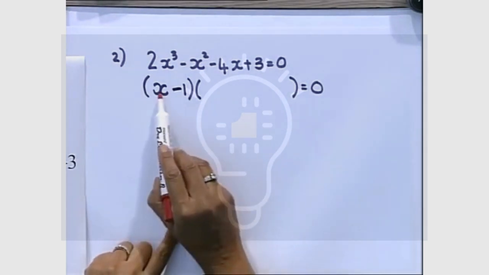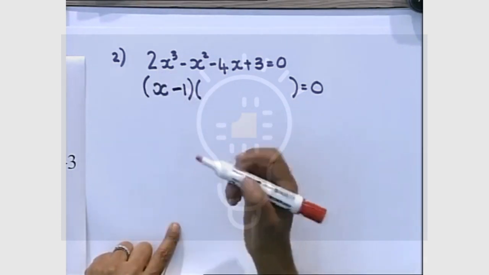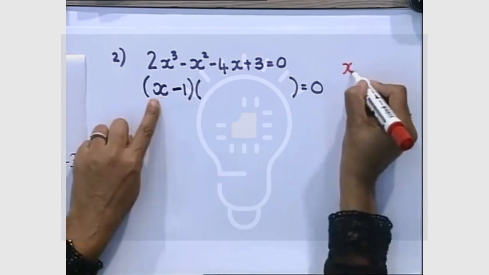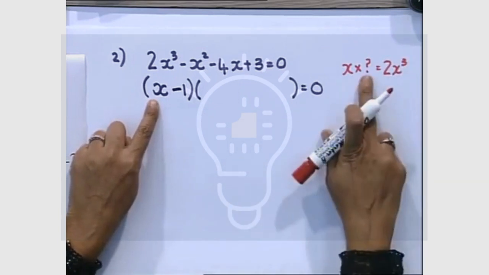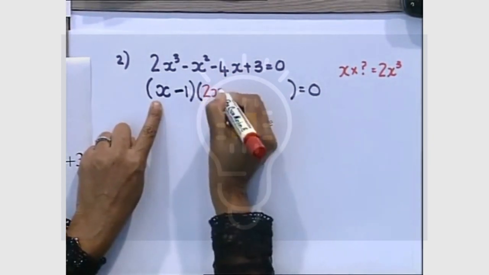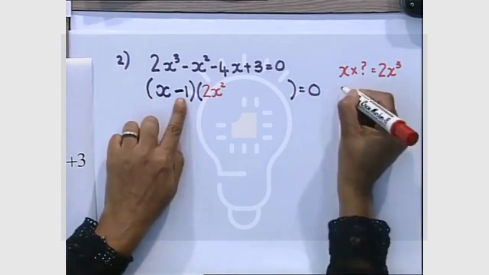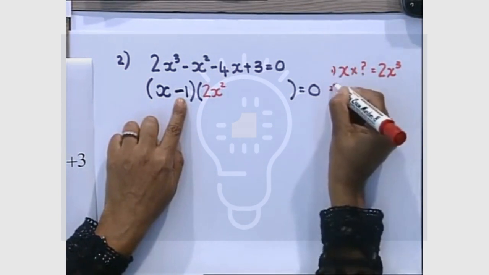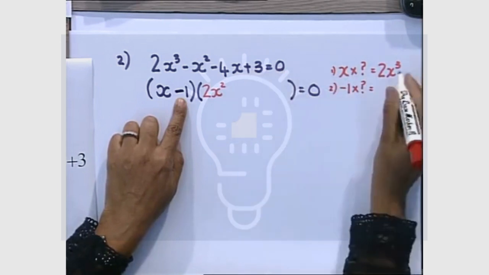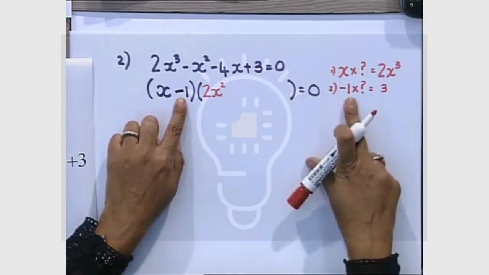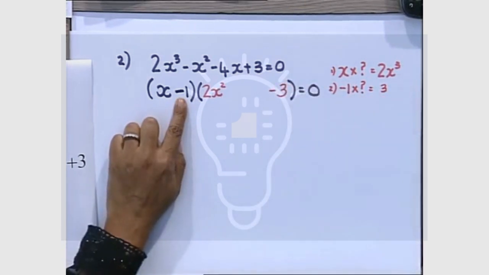I simply say x multiplied by what gives me 2x cubed. Let me ask that question again. x multiplied by what gives me 2x cubed. What is that? 2x squared. So you put your 2x squared down there. Are you happy? Then you're going to say negative 1. Remember, that's step 1. Step 2, negative 1 multiplied by what gives you plus 3. What is that? Negative 1 multiplied by negative 3 gives you plus 3. Everybody understands that so far.